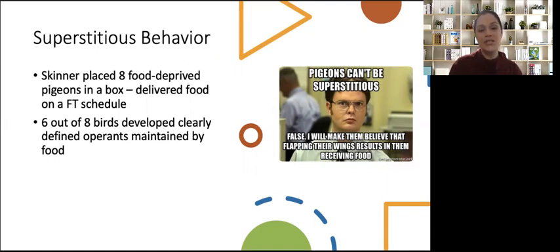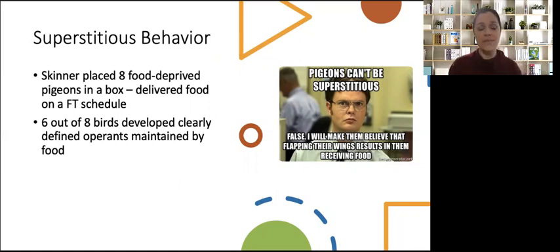So B.F. Skinner actually took 8 pigeons who were food deprived, right? That's how you get them to work for food. And he delivered food pellets, which was the reinforcer, on a fixed time schedule of 30 seconds. So every 30 seconds, food was given to the pigeon regardless of what they were doing. Okay. They could have just stood there and done nothing, and they still would have gotten the food at the end of 30 seconds.